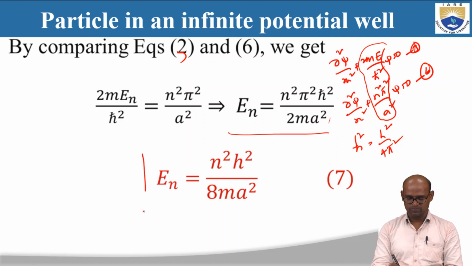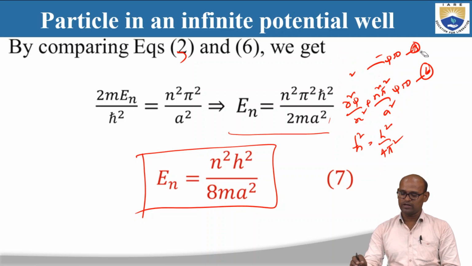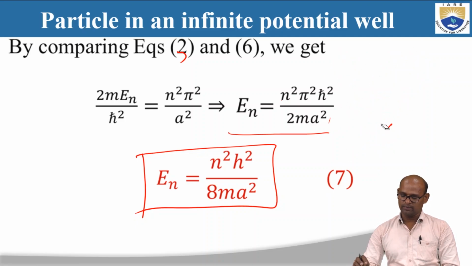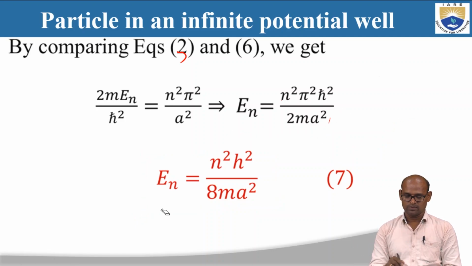We get this equation. So these are the energies associated with a particle that is trapped in an infinite potential well of width a. So E n is equal to n square h square by 8m a square.